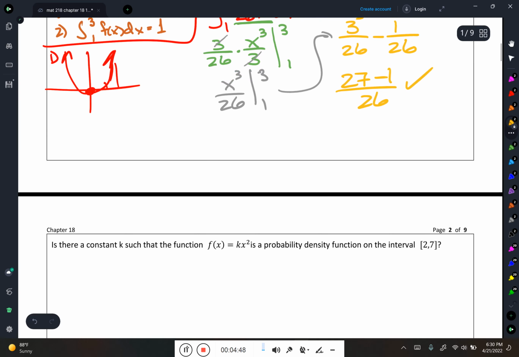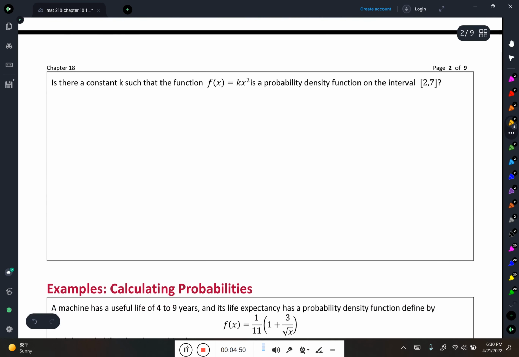Okay. All right, our next example. Is there a constant k? So does there exist a value k? Is there a constant k to make that into a probability density function on the interval 2 to 7? Well, if it's a probability density function, then those two things are still going to be met. One, that function f of x will be greater than or equal to 0 on the interval, or in the interval, 2 to 7. And two, the integral from 2 to 7 of kx squared dx will be equal to 1.